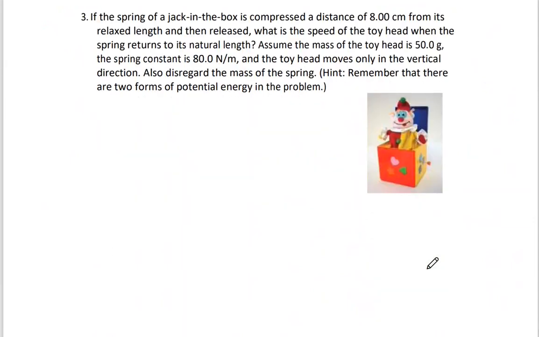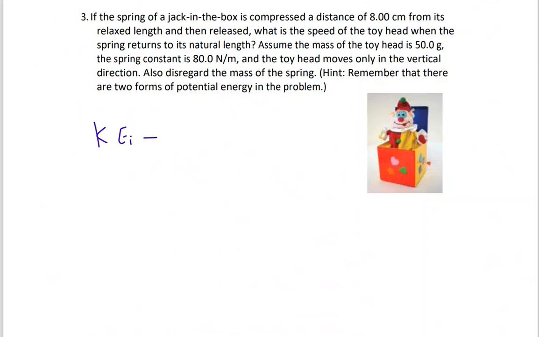This is also for elastic potential energy. Here we have a spring of a jack in a box, compressed a distance of 8 centimeters from its released length. So let's try the conservation of energy. First, kinetic energy initial.